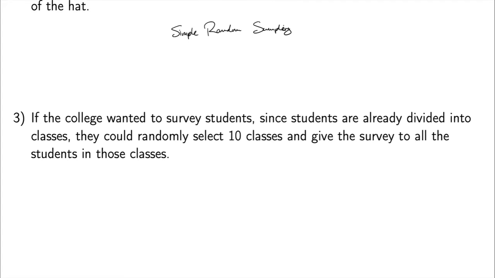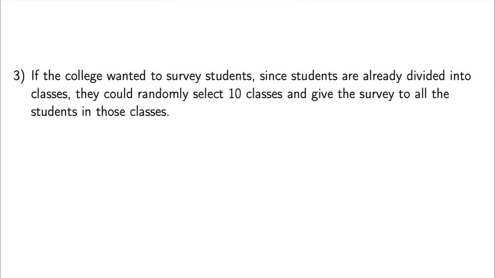All right, finally, if the college wanted to survey students, since students are already divided into classes, they randomly select 10 classes and give the survey to all the students in those classes. So here we have our population is all the students, and they're naturally divided into different classes. And so they're divided into these different groups, and we are picking just some of those groups. We're not making sure that every group is represented here. And so when we pick a few of the groups, that is a cluster sample. This is cluster sampling.